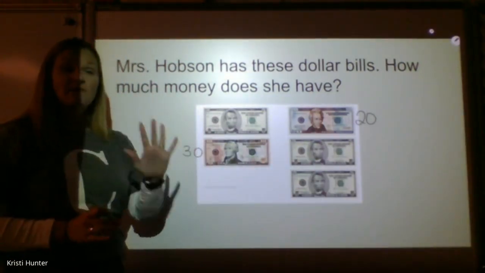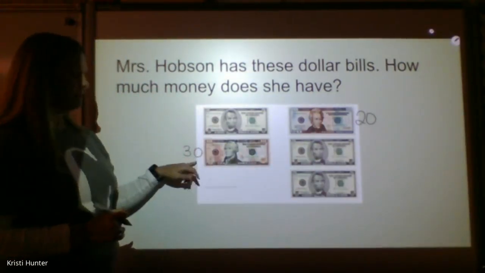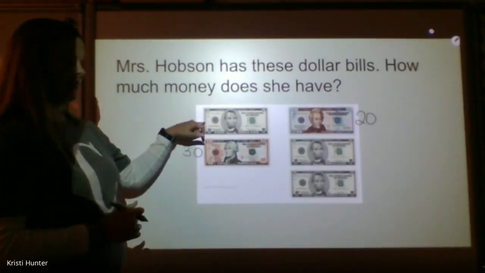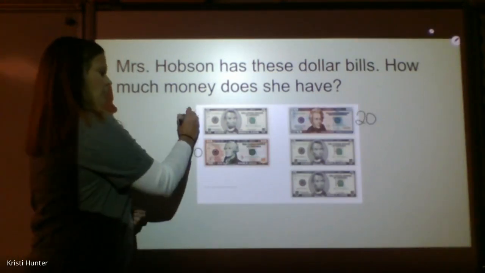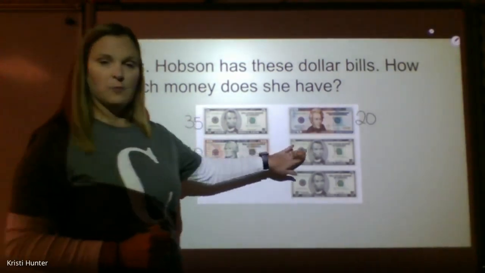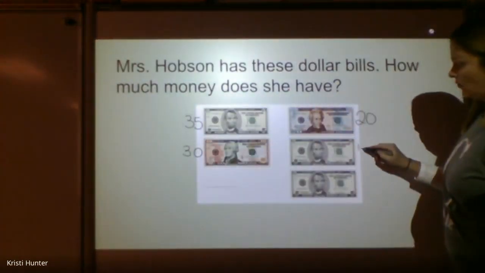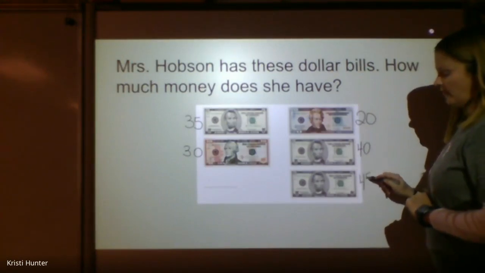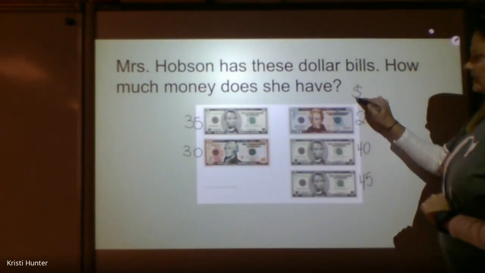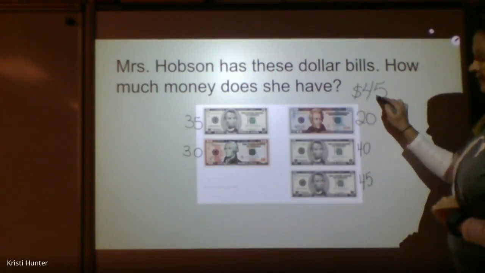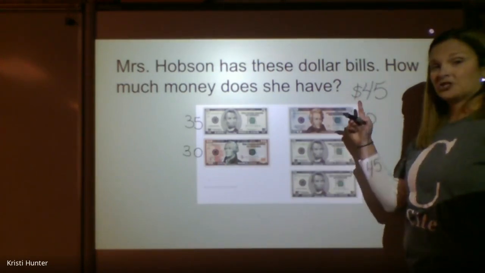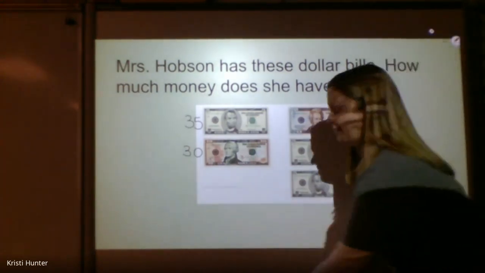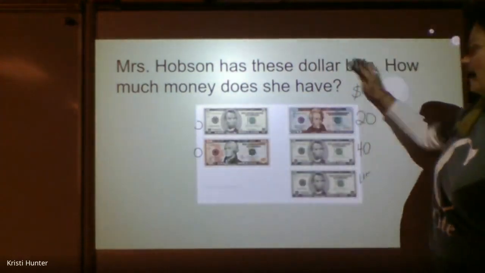Now, the rest of Mrs. Hobson's bills have a 5 on them. So that means they are a $5 bill. So if I'm at 30 and I want to start counting by 5s, help me out. 30, 5 more makes 35. 5 more makes 40. 5 more makes 45. So Mrs. Hobson has a total of $45. Again, make sure you get that dollar sign on your money amount so that you know you have $45 and not 45 cents.